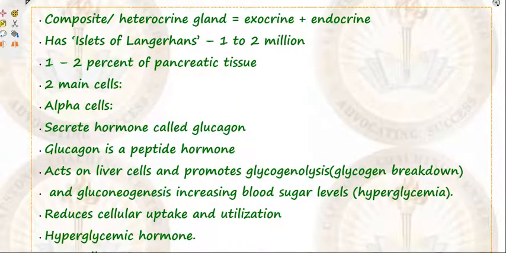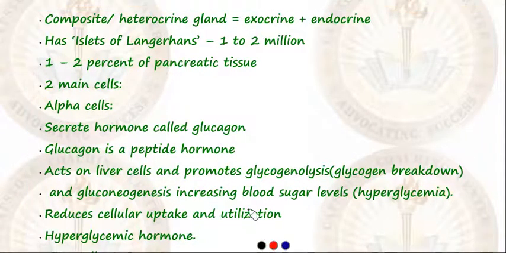So as I said earlier, the pancreas is a composite or heterocrine gland. It functions both as an exocrine and endocrine gland. The exocrine part performs the digestive function, and the endocrine part performs glucose homeostasis, which is very important to us in this chapter.